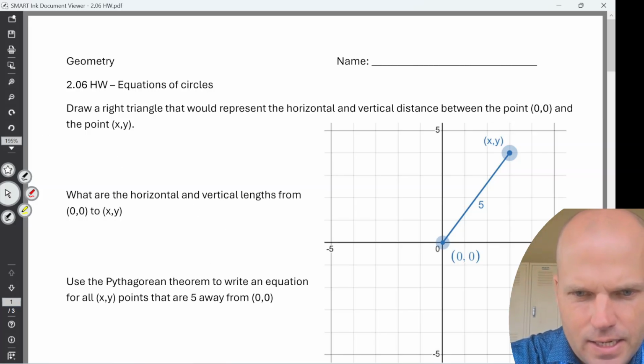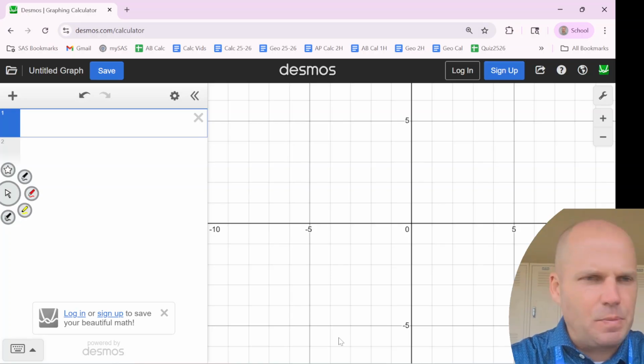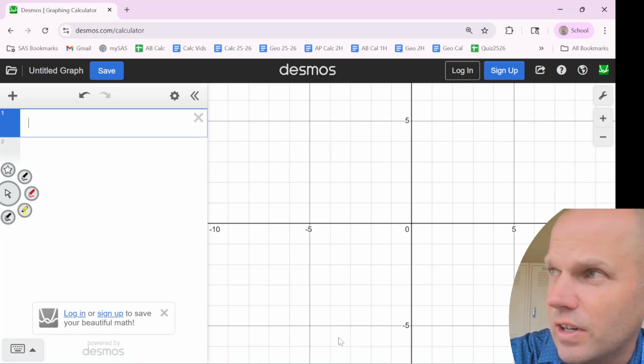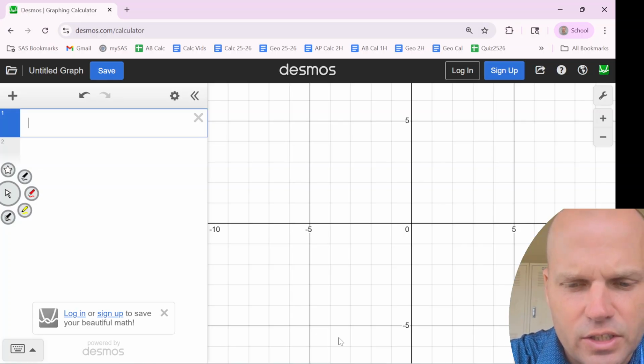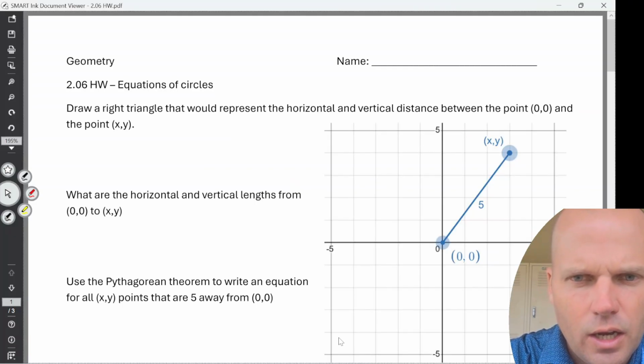I need you to do this homework with Desmos. That way we can see if our answers are correct. We can double check things. It is going to be very important that you see your work and it being correct.